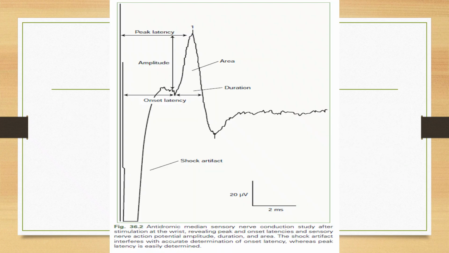In this figure, we can see antidromic median sensory nerve conduction study after stimulation at the wrist, revealing peak and onset latencies and sensory nerve action potentials. Amplitude, duration, and area are mentioned. The shock artifact interferes with accurate measurement of onset latency, whereas peak latency is easily measured.